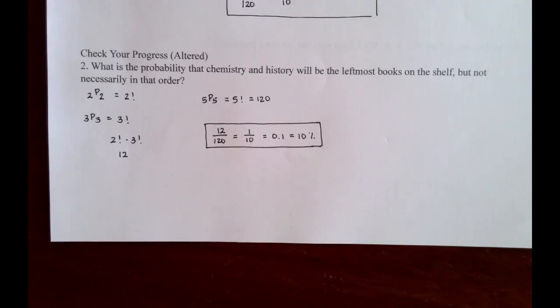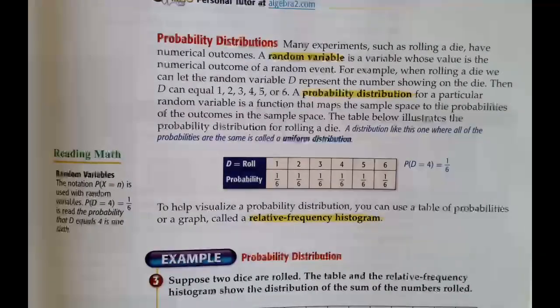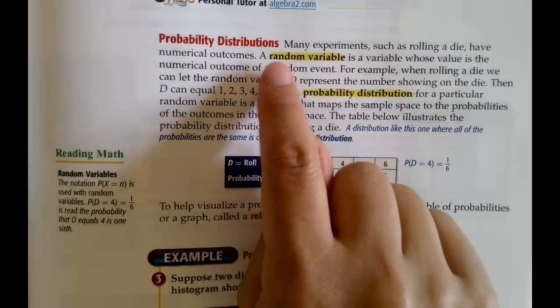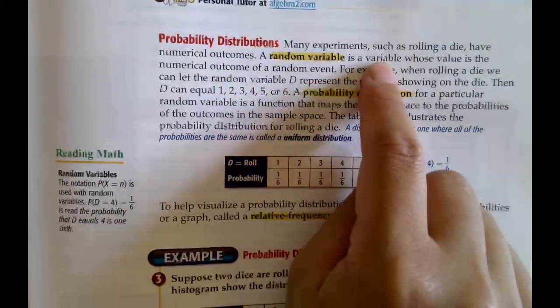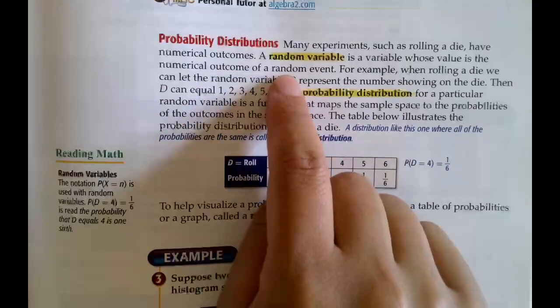Before we move on to example 3, let's look at a couple more definitions here. Many experiments, such as rolling a die, have numerical outcomes, right? That you roll a 1 or a 2 or a 3, etc. So a random variable is a variable whose value is the numerical outcome of a random event.